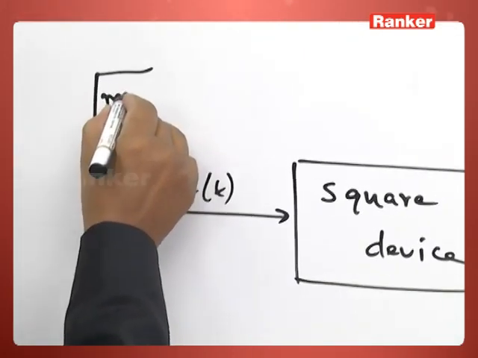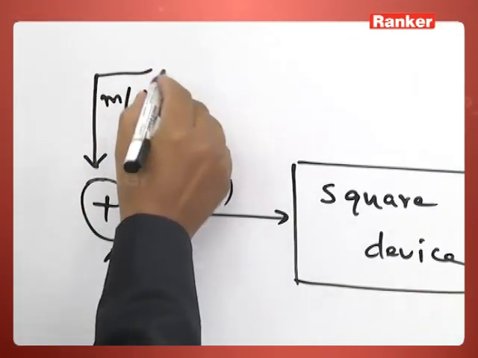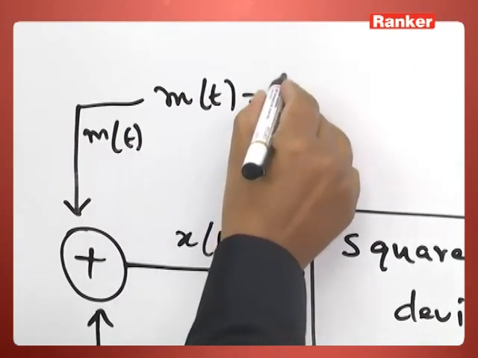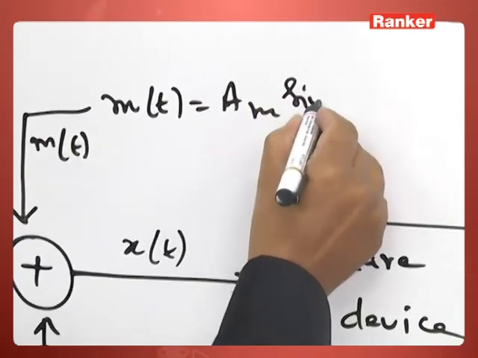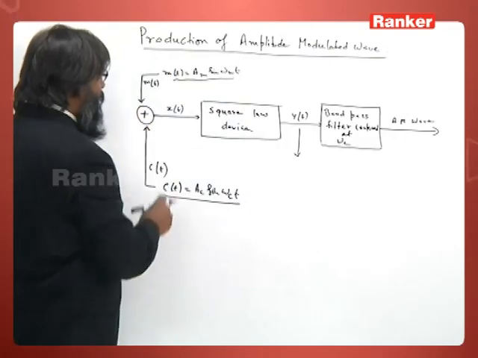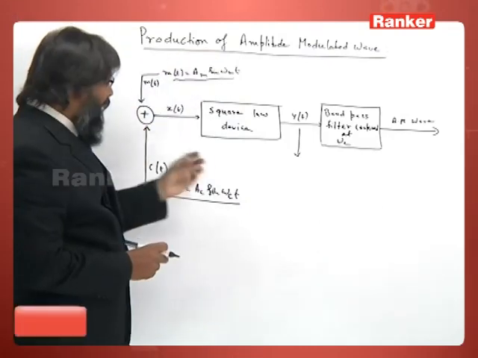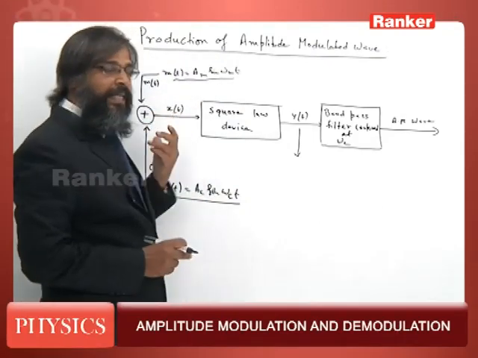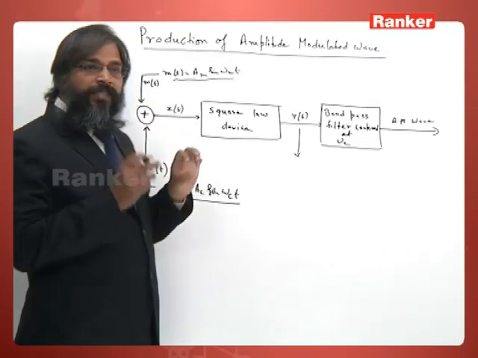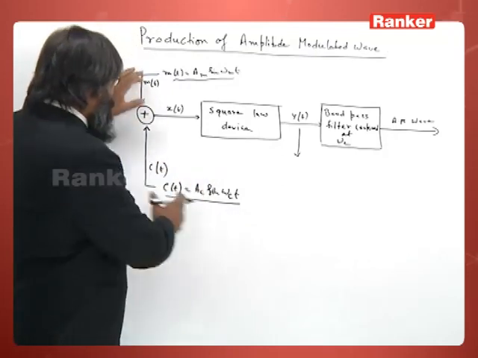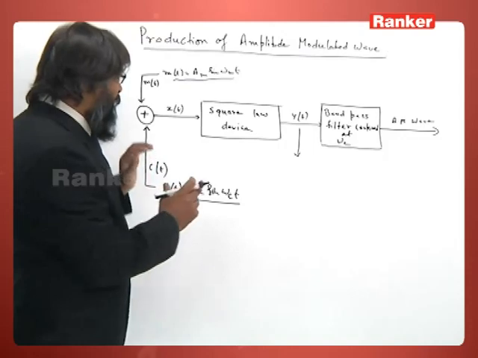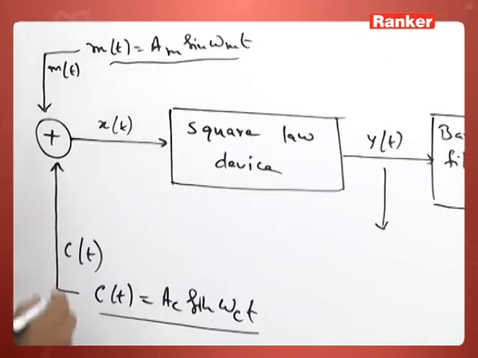This is m(t), that is the modulating signal m(t) = Am sin(ωm t). From this route I am giving the signal wave, and from this route I am giving the carrier wave, and I am mixing. Here mixing means superposition. So we superimpose these two waves to get x(t). After superimposing we get x(t).